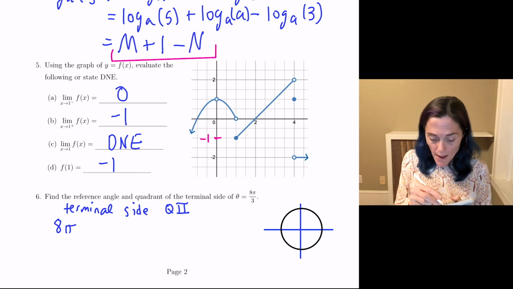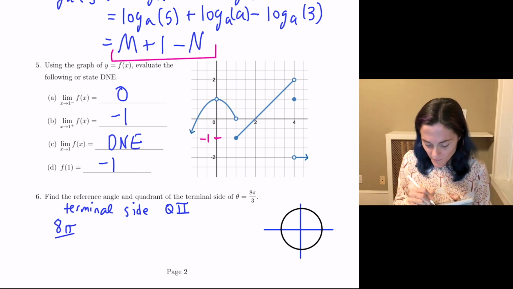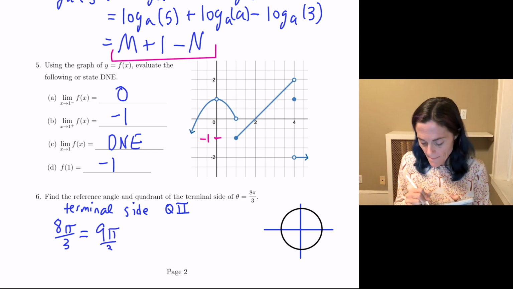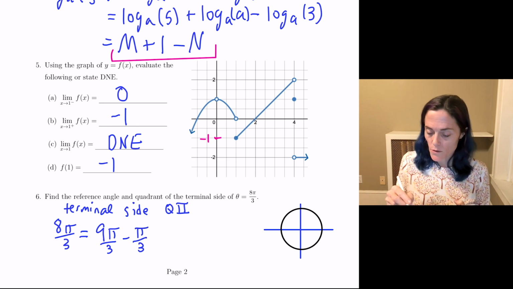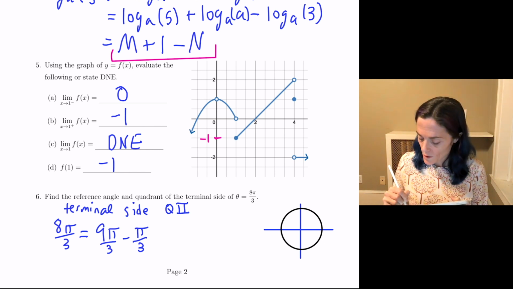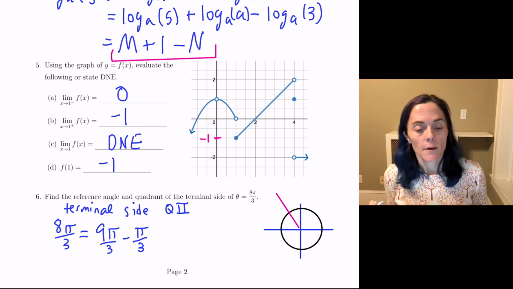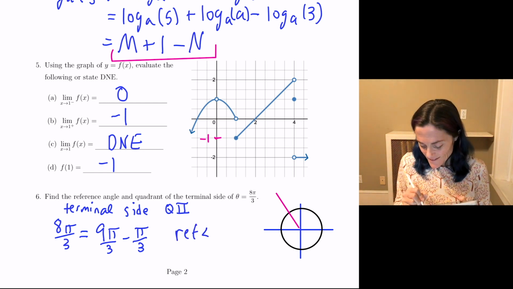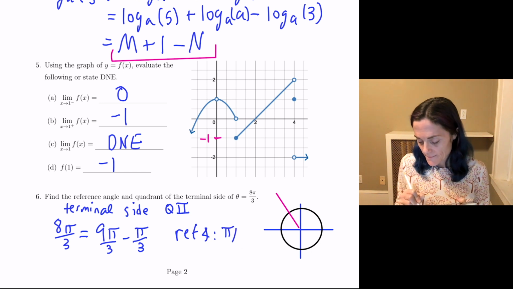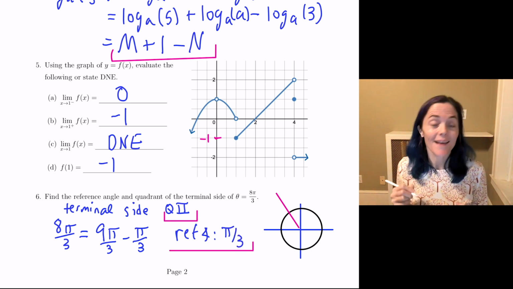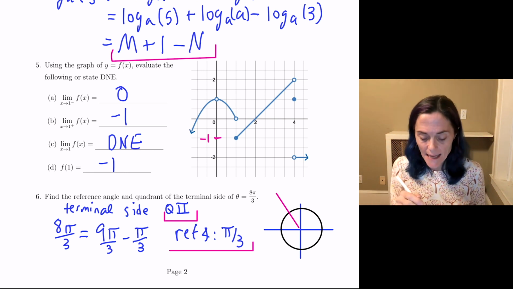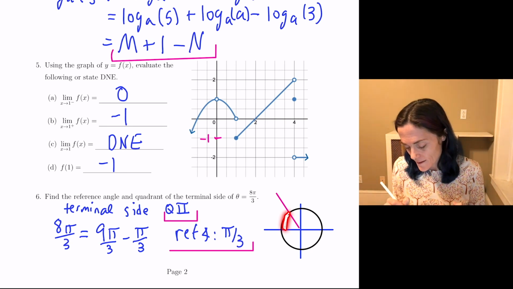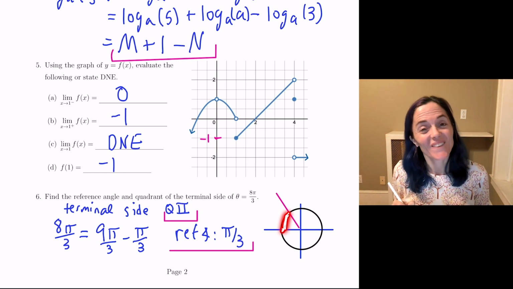Note that I can write 8 pi over 3 as 9 pi over 3 minus pi over 3. Pi over 3 is acute, so that would be here. Okay, now we see our reference angle. The reference angle is pi over 3. The reference angle is always the acute angle made by the terminal side and the x-axis. In this case, it's right here, pi over 3. Wonderful.